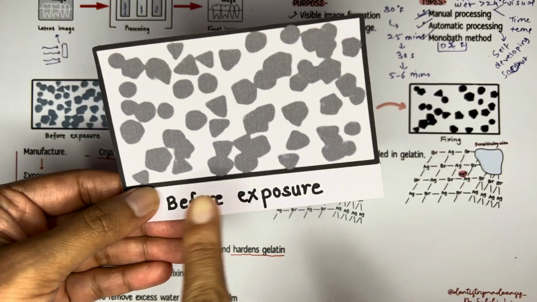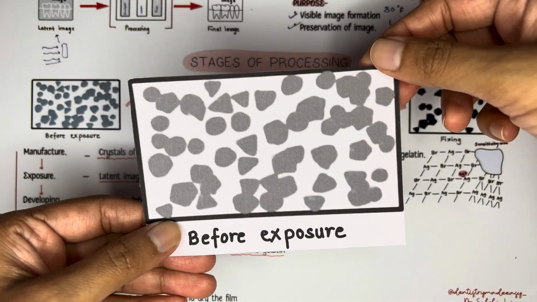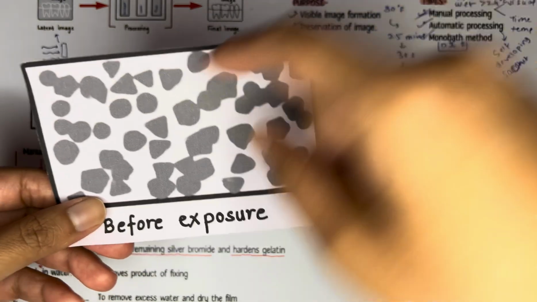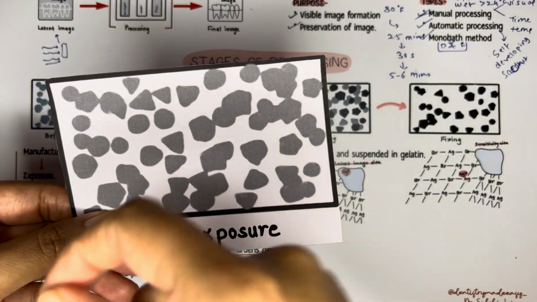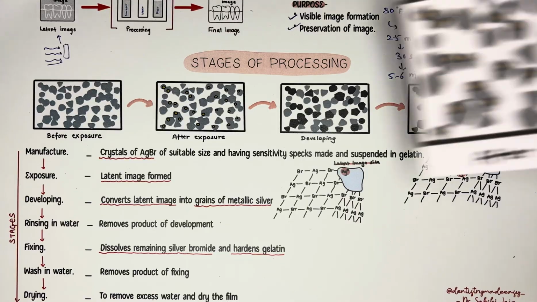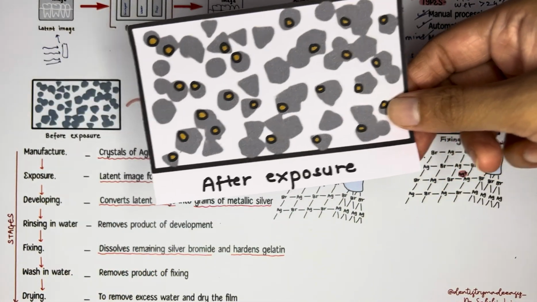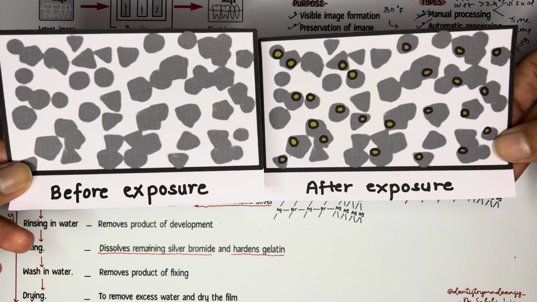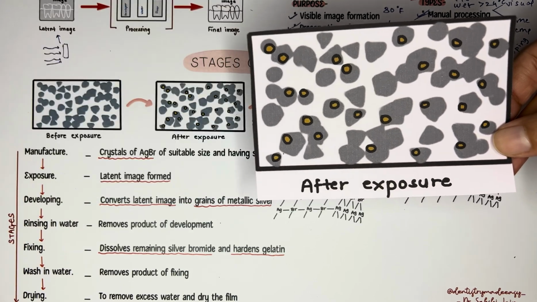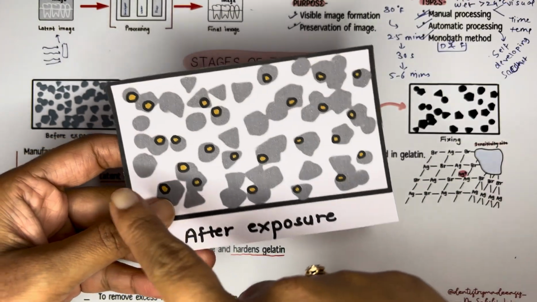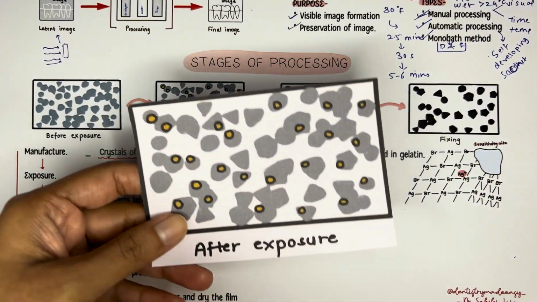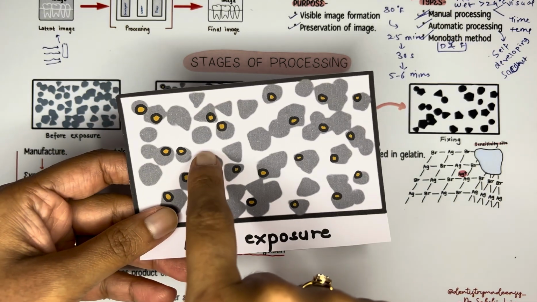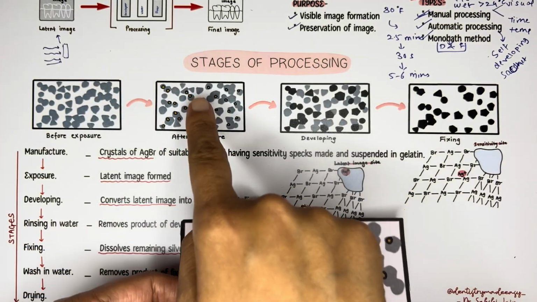Here the first step is before exposure, the X-ray film that you get directly from the manufacturer. So it has these silver bromide crystals. That's the main thing that you need to remember. And it also has some sensitivity sites which are sensitized by the radiation. The next step is after exposure. Now what is the difference that you can see between before exposure and after exposure? There are some yellow and black colored dots which you can see after exposure. Now what are they? As I said, we have the sensitivity sites which are present before exposure. Now when the patient is irradiated, those sensitivity sites are going to get converted into the latent image.